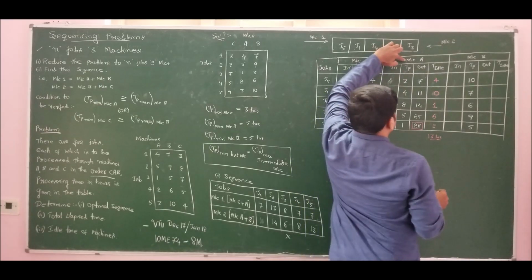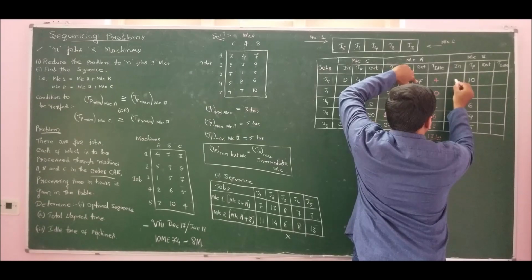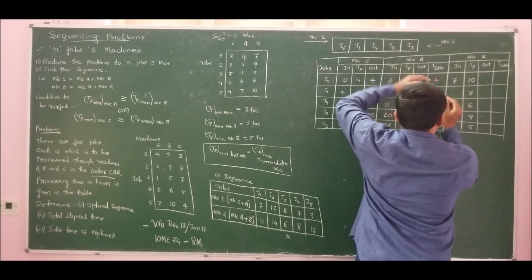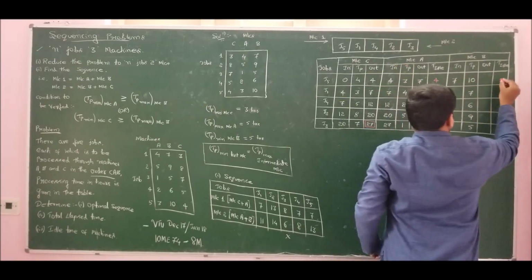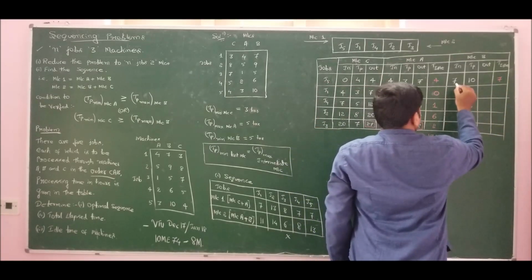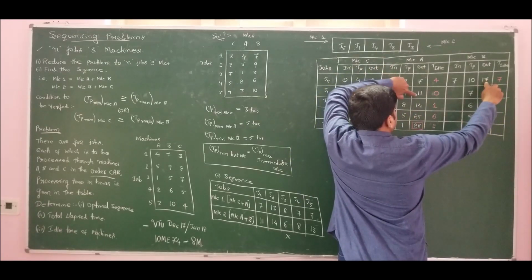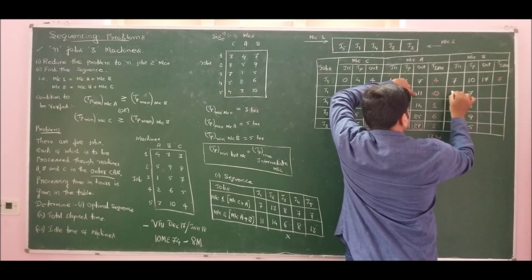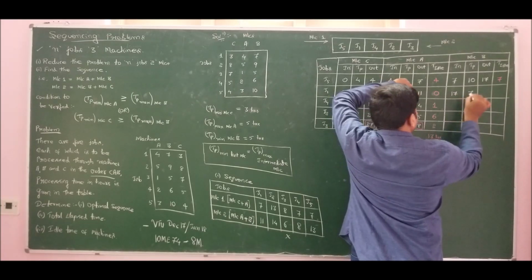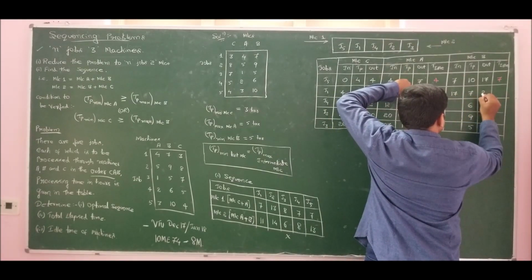So exit of machine A is at 7 hours. So after 7 hours the machine B starts its work. So therefore the idle time for machine B is 7 hours. Now 7 plus 10 is 17. So comparing 17 and 11, 17 is larger. Take 17 here. 17 plus 7 is 24.